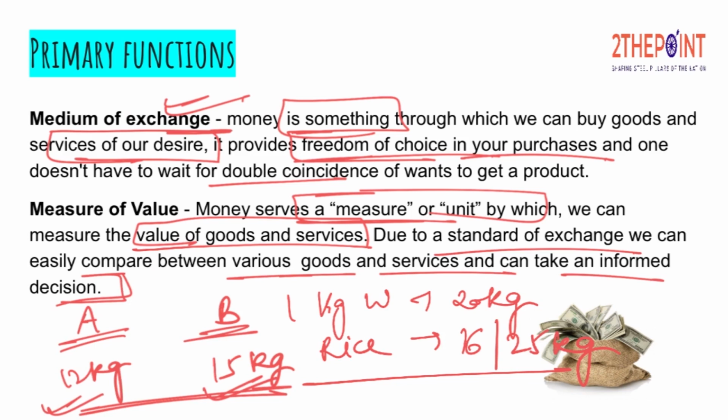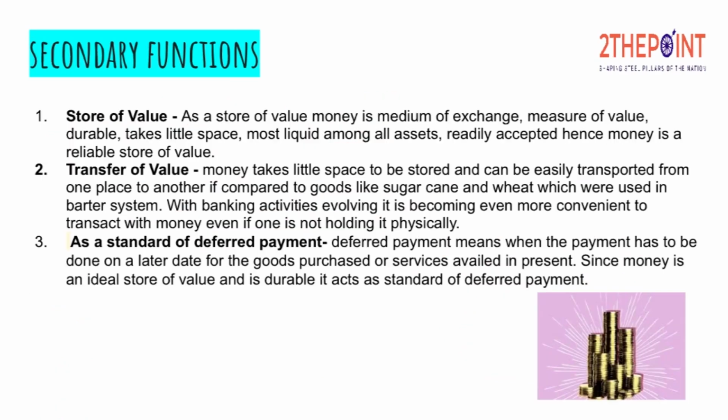Now moving on to the second functions of money, the secondary functions. The first one is store of value. You can easily store money as it is not a perishable good like any other goods we discussed before, like rice or wheat. It doesn't perish away, and money can be stored for as long as one wishes, forming the store of value.